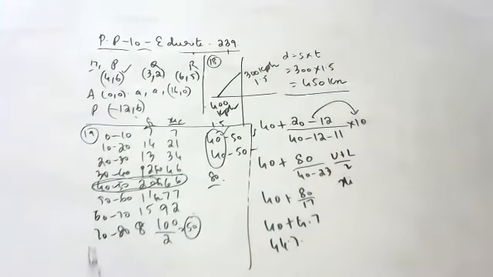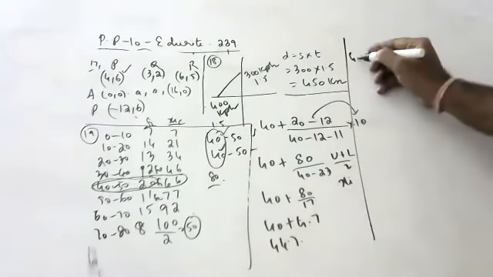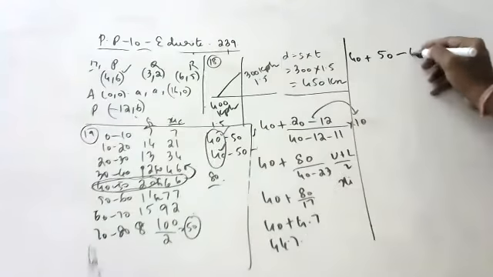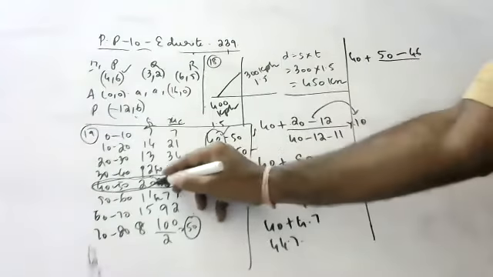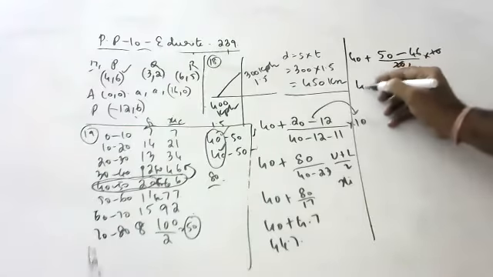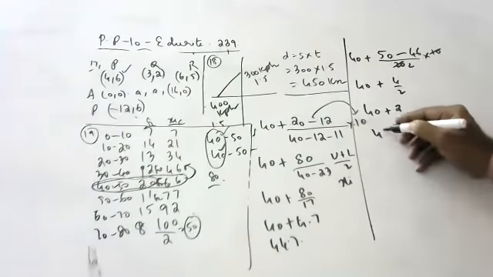Next, median. What is the median, children? L plus n by 2 minus cf by f into h. 40 plus 50 minus 46 by 20 into 10. 40 plus 6, 4 by 42.